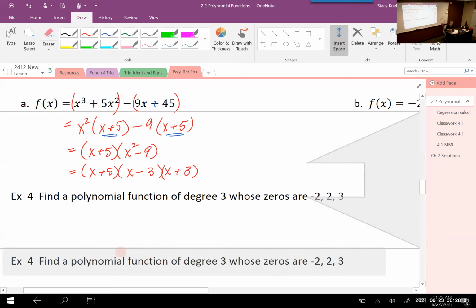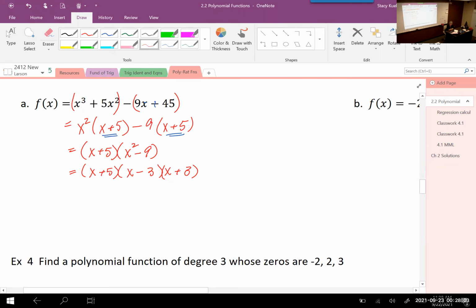So now I haven't answered the question. All I did was factor it. Let's set it equal to 0 and solve. Once it's factored, we're using that zero factor property. Okay, so I have x plus 5 equals 0, x minus 3 equals 0, and x plus 3 is equal to 0. So x would be equal to -5, +3, and -3.